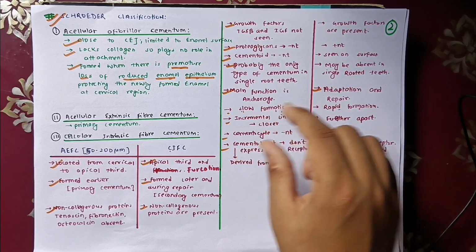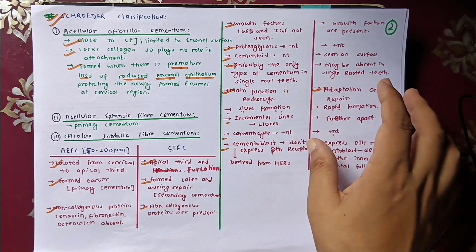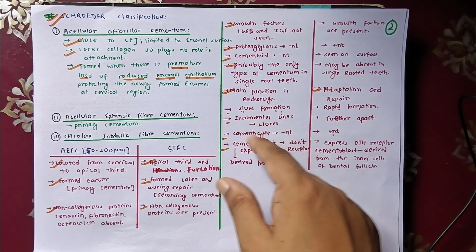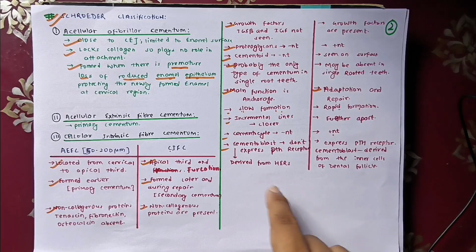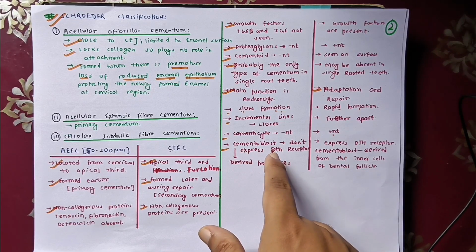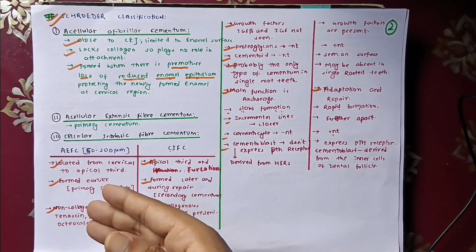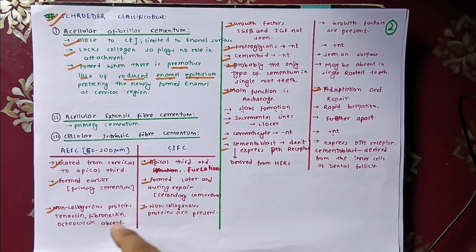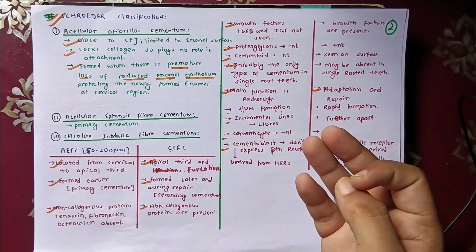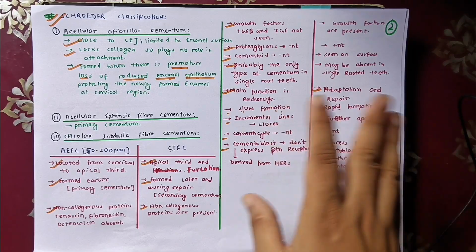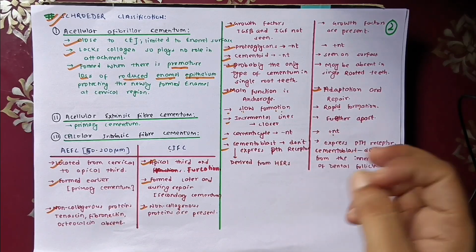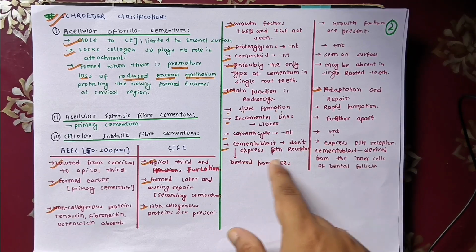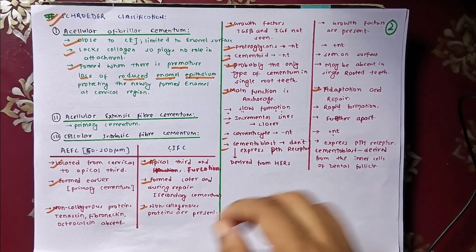After that, probably the only type of cementum is single. This is a kind of probability, and the main function is anchorage, and here it is repair and adaptation. We have completed slow formation, incremental lines, cementocyte and this cementoblast. This is important: it doesn't express the PTH hormone receptor in AEFC but expresses it in CIFC. You can also remember it this way: there are no cells and no protein, and the PTH hormone is also a protein, so there is no use of the PTH receptor, hence the absence of the PTH receptor in the cementoblast of the AEFC.